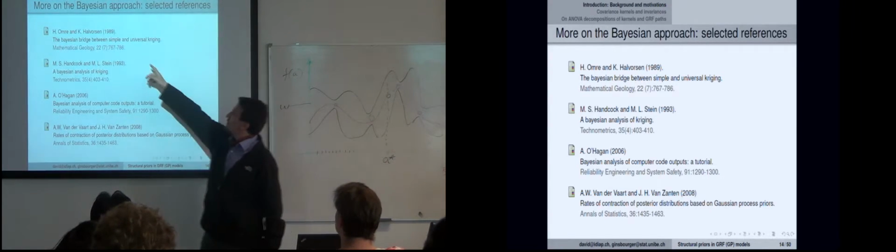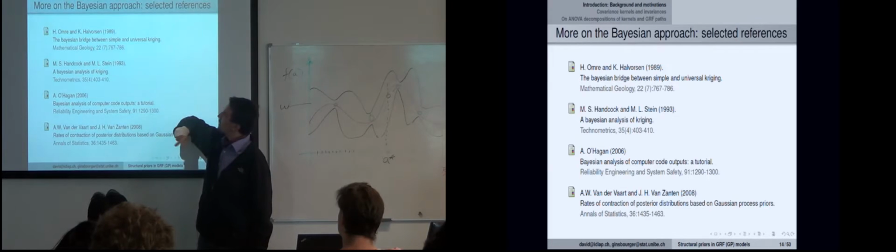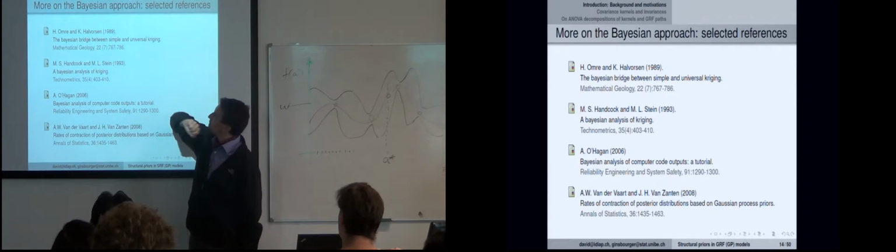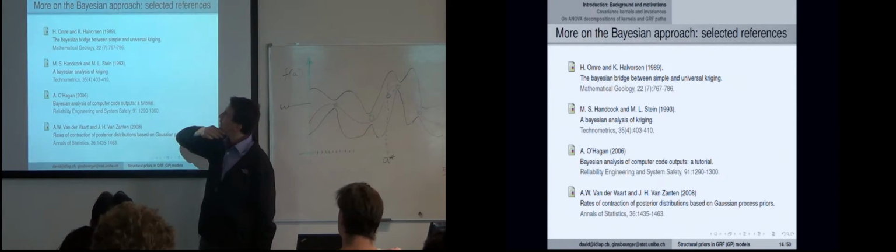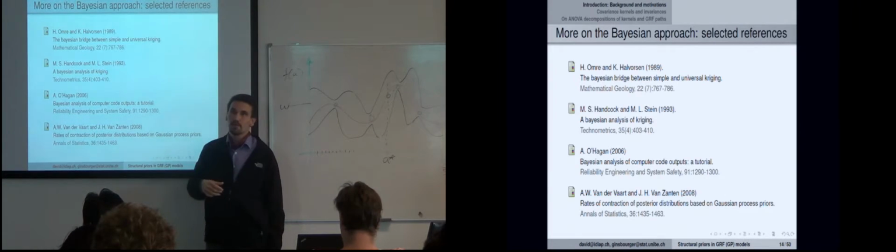A couple of references on this Bayesian approach, because now we are not doing only prediction, we also have a posterior distribution. I think one of the seminal papers on the topic is the 1989 paper by Omre and Halvorsen on the Bayesian bridge between simple and universal kriging.